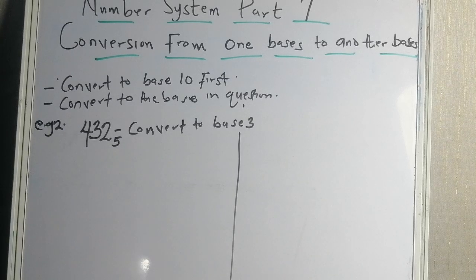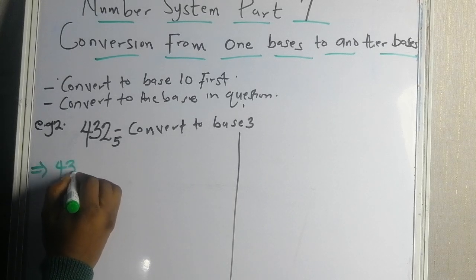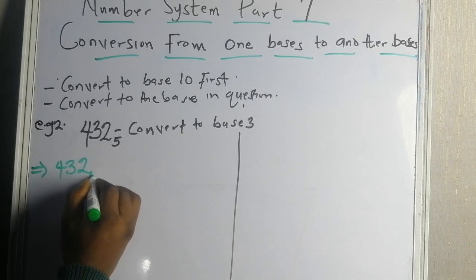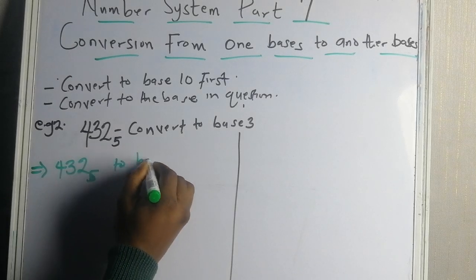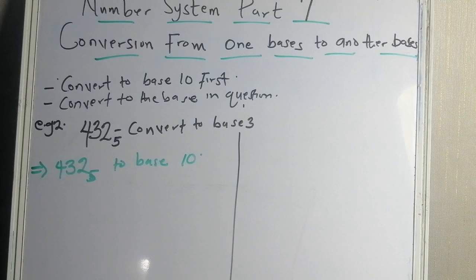So the first thing you need to do here is to convert to base 10 first. As mentioned, you need to convert to base 10 first. So that implies 432 base 5 to base 10. This is just to explain that if you want to convert anything to base 10, this is how you need to do it.